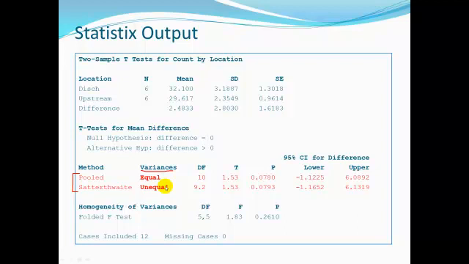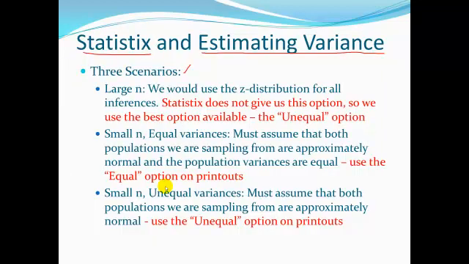I don't really care too much about that, but let's go back. It gives us two methods, and I'm telling you there should be three. In large n's, if you had large sample sizes, we're going to use a z-distribution for all our inferences, and n would be 30 or more for both n1 and n2. Statistics doesn't give us this option, and so we're going to use the unequal option.